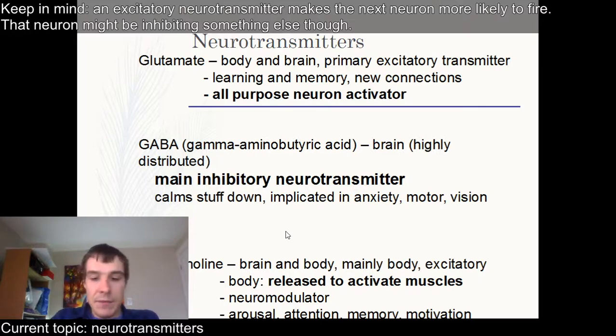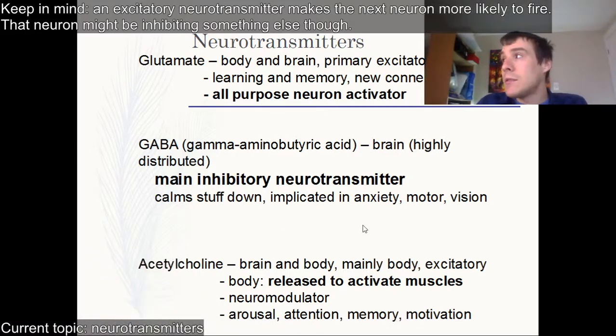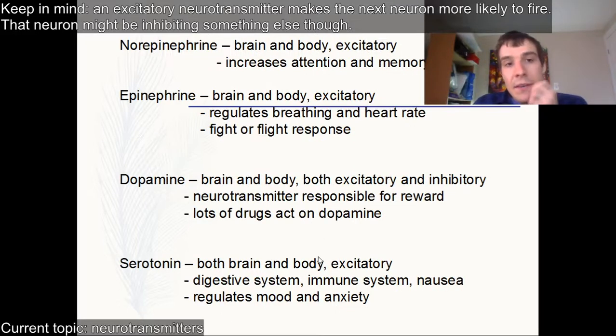Another one that's important, and I'm going to move this back over, is acetylcholine. It is the one that is released to activate muscles. So when your nerves touch your muscles, they release this acetylcholine stuff, and then the muscles know that they have to contract.